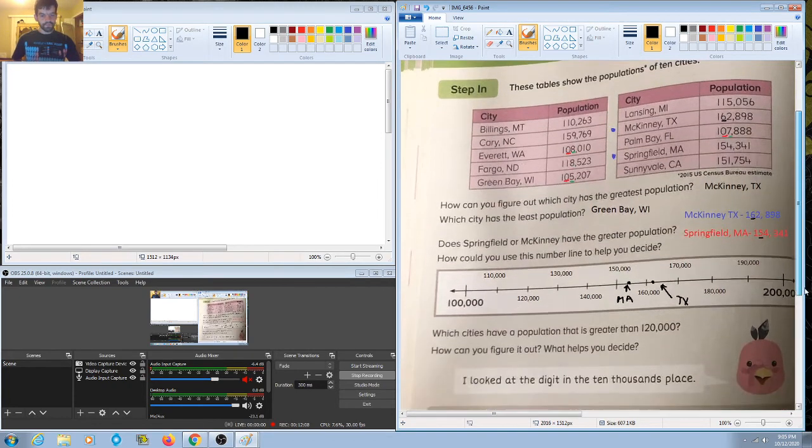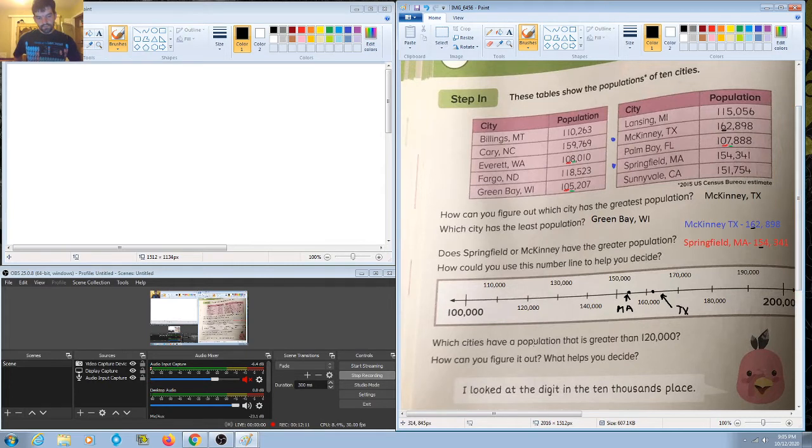Alright, so let's go ahead and look at this one. It says, which cities have a population that is greater than 120,000? This is a good question. One way you can approach this is the same way we've been approaching which populations are the greatest and least. We're going to look at the 10,000s place again. The reason we're not looking at the 100,000s place is because all of them have a population of at least 100,000. So the significance of the 100,000s place isn't detailed enough to help us understand if a population is greater than 120,000. That's where the 10,000s place is going to help us.